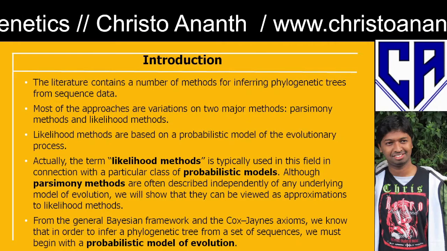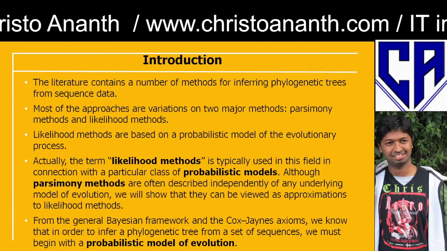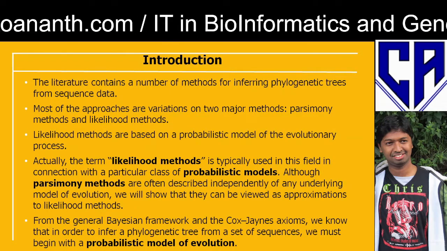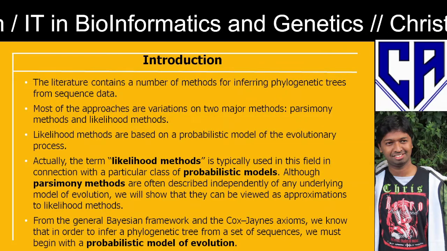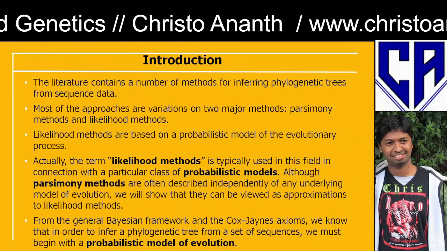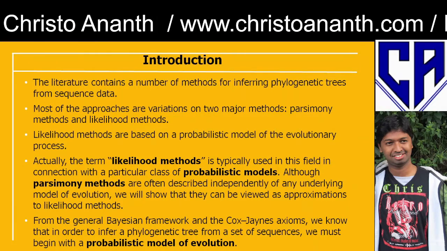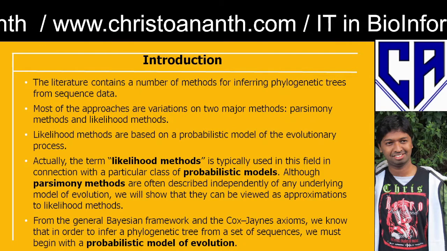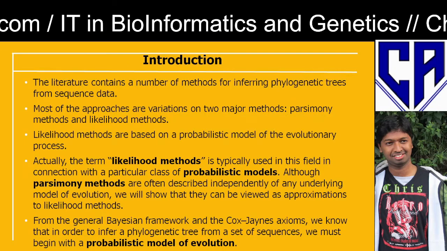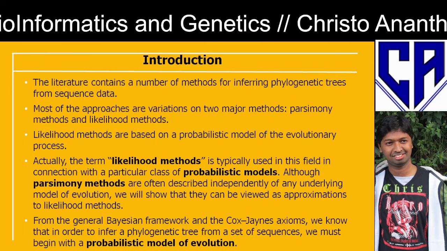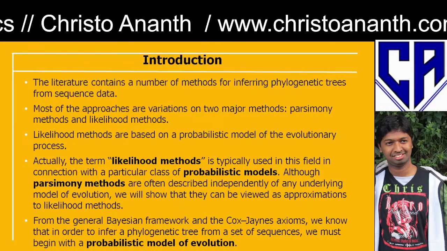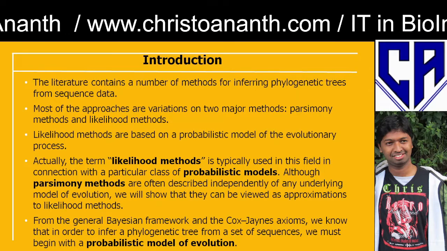So maybe we will categorize into two methods. One is the parsimony method, and then we have the likelihood method. The likelihood method is based on the probabilistic model of the evolutionary process, and it is used in connection with the probabilistic model. But parsimony methods come from the rate of evolution. Okay, so generally we discuss the Cox-James axioms. It comes from Bayesian networks, where we begin from a probabilistic model of evolution.